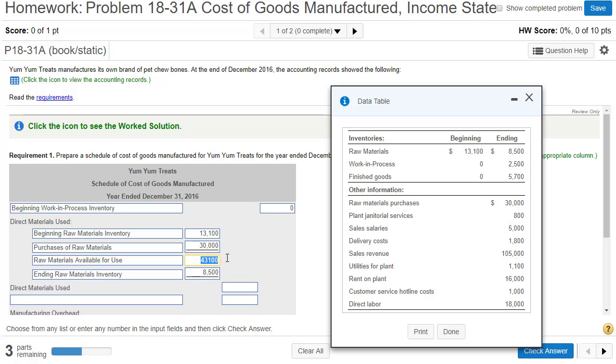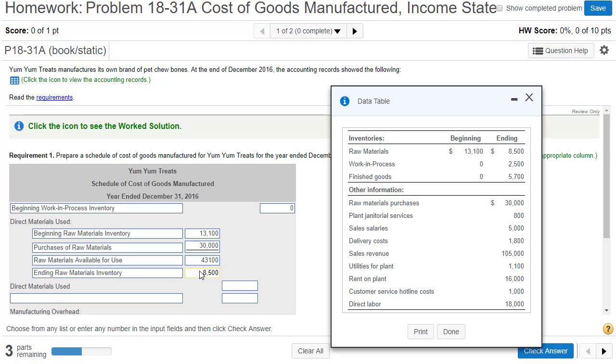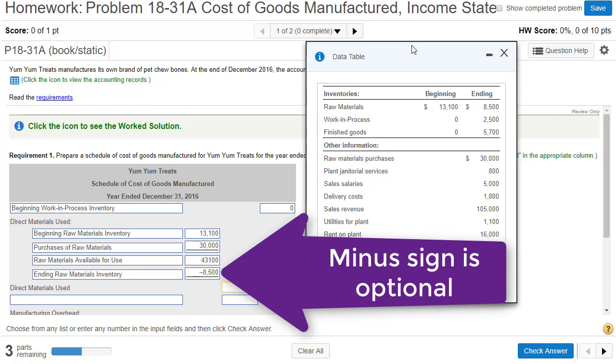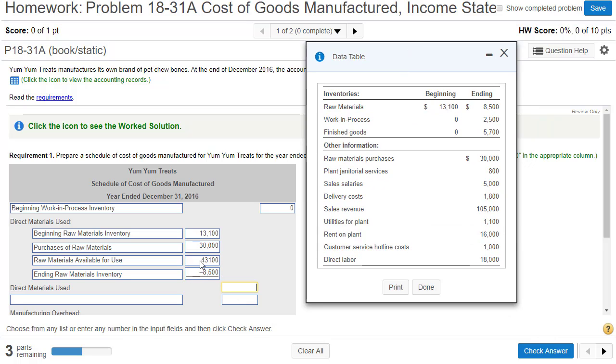So we had 43,100 available. We ended the year with only 8,500. So we must have used the difference. I'm going to put a minus sign in there just to show you that we are subtracting. They will accept it. The minus sign is not required. So when we do the math, 43,100, subtract 8,500, we get 34,600. So that means we've used $34,600 of direct materials during the year.